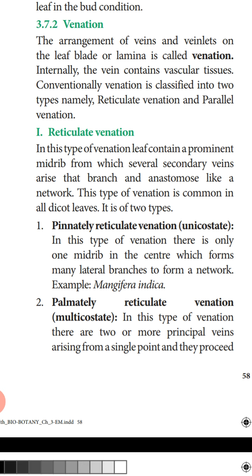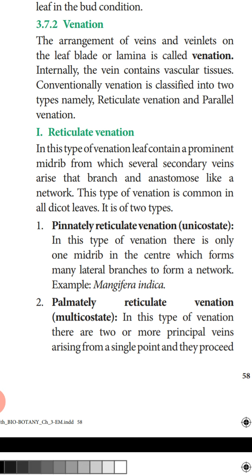So in different leaves you can find different types of vein arrangements. This arrangement of the veins and veinlets in a leaf blade or a lamina is called venation. In these veins only the vascular tissues, that is the xylem and the phloem, are present.